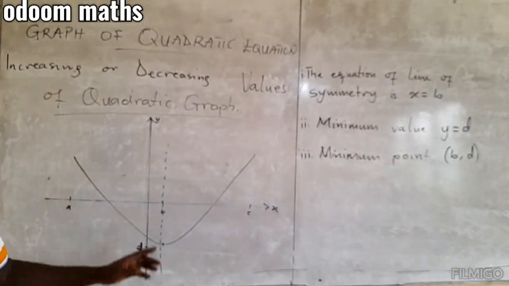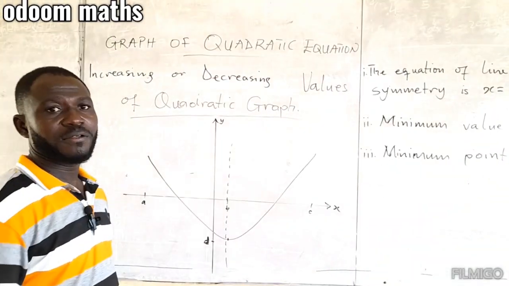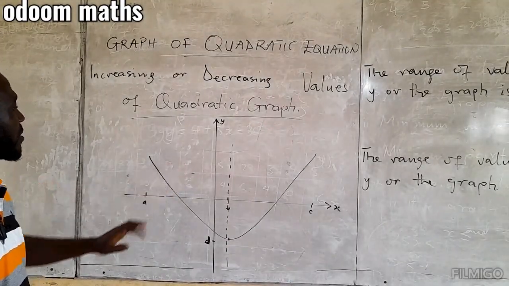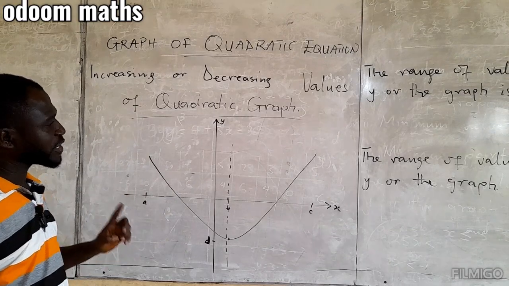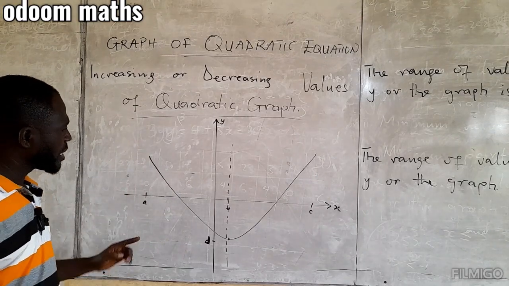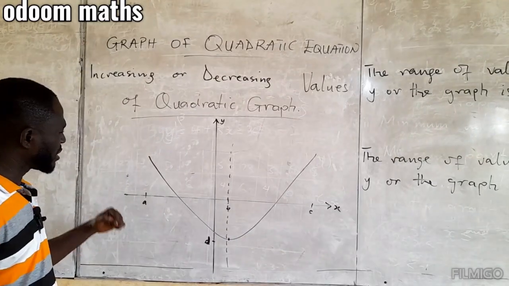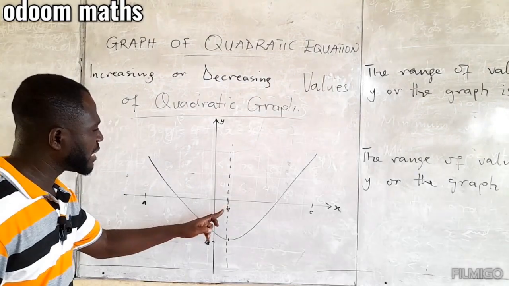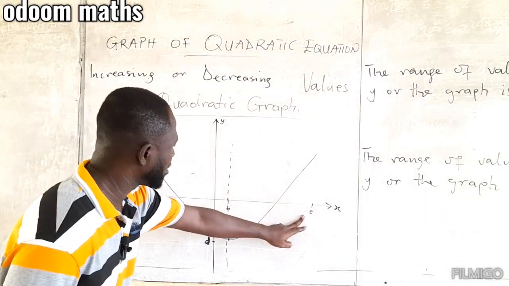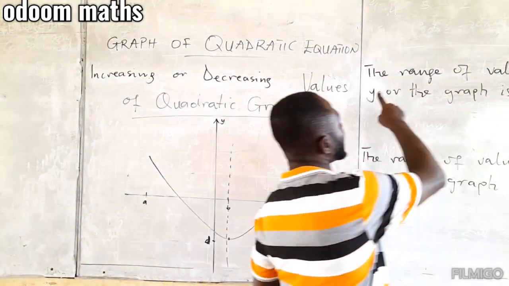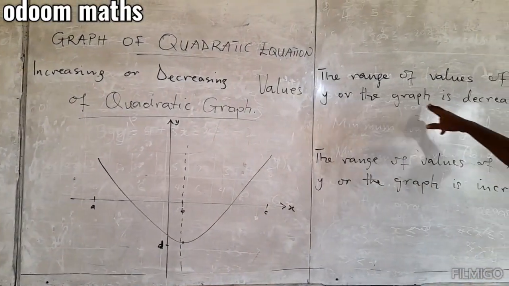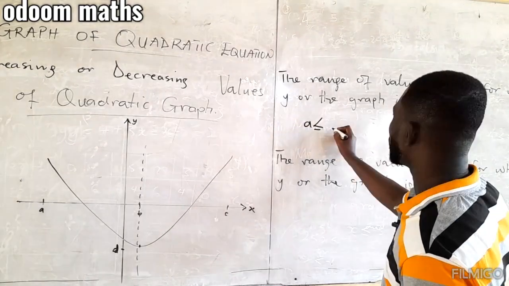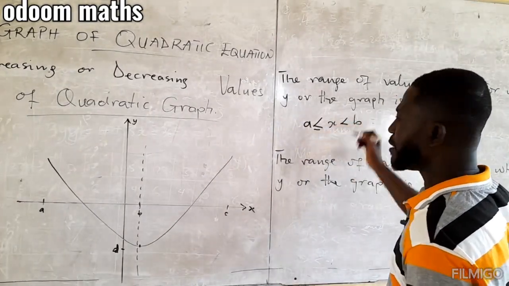increasing and then decreasing values of this graph. Now, per this diagram, the range of values of x for which y is decreasing. So the values of x for which y decreases start from a to b. Then it increases from b to c. So we write the range of values of x for which y on the graph is decreasing is a less than or equal to x less than b.